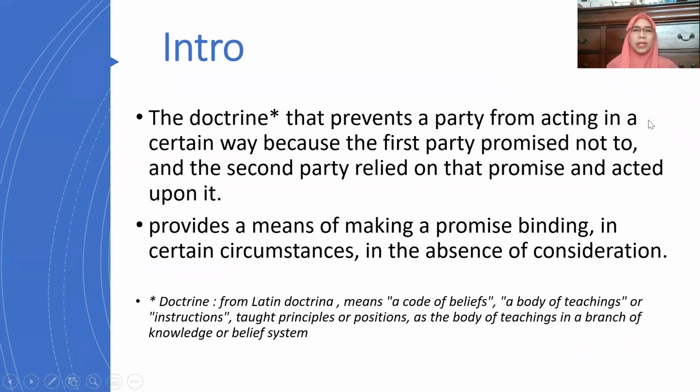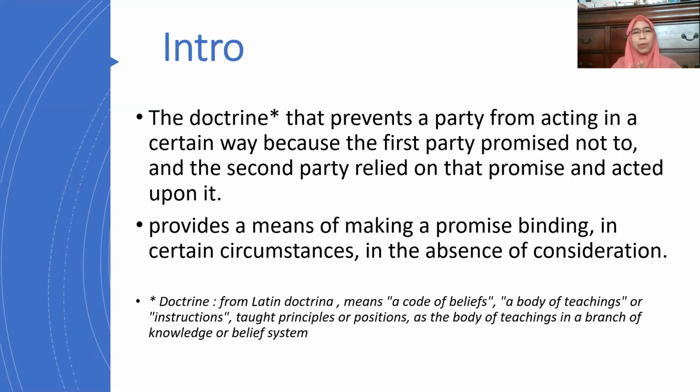So basically, this promissory estoppel is actually a doctrine. What's the meaning of the word doctrine? Doctrine refers to a code of belief, a body of teachings, or even principles or rules of law, basically. So this is the rule of law doctrine, which prevents a party from acting in a certain way because the first party, the promisor, promised not to do it, and the second party, the promisee, relied on that promise and acted upon it.